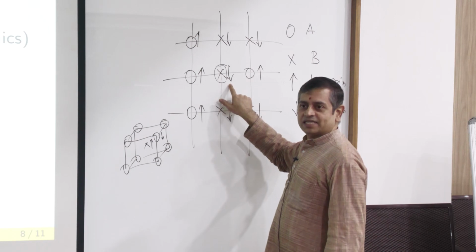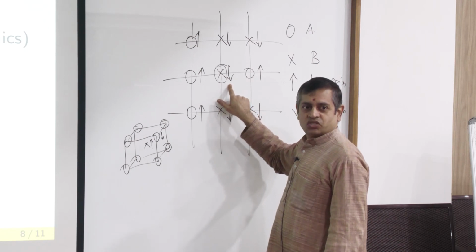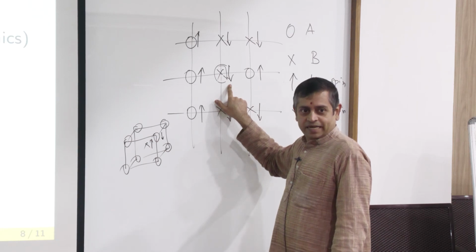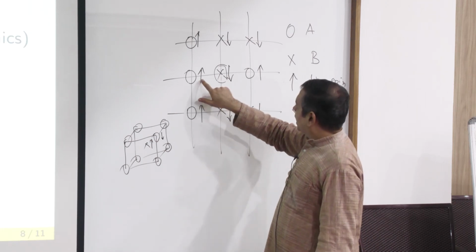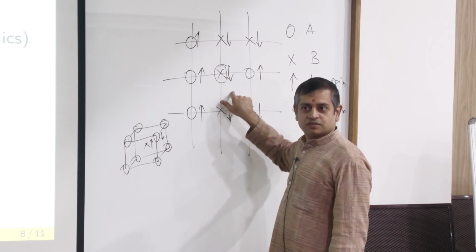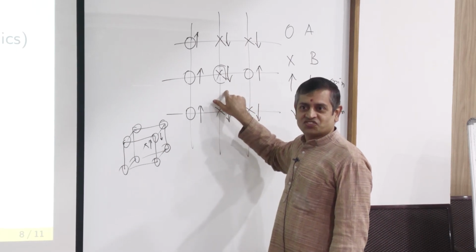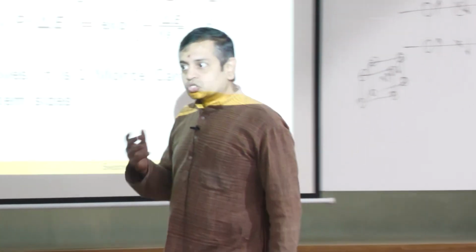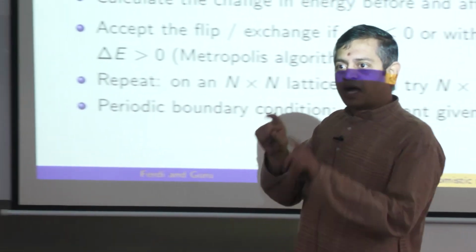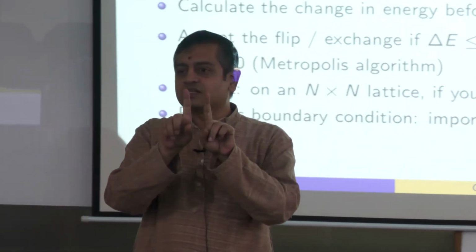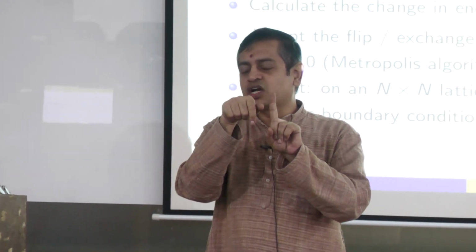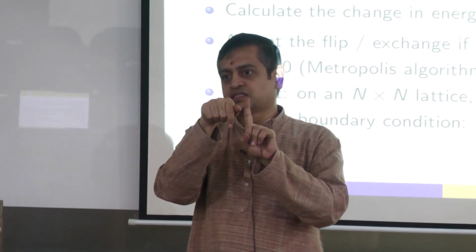So, what will be the delta E? It does not matter whether you change it or not, but it could be that this was also up, then what happens? My question was how to calculate delta E. You have to know whether upspin with upspin is preferred, or upspin with downspin is preferred. It is ferromagnetic or anti-ferromagnetic, physics.